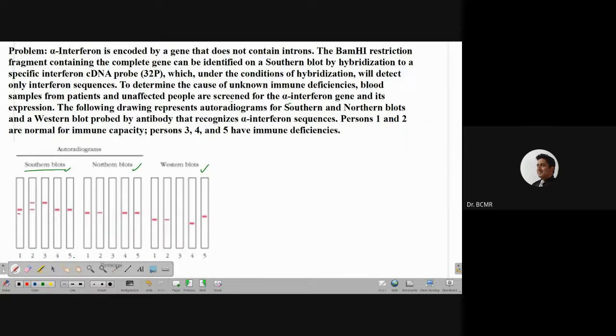So what does this band indicate? First question: what does the band there indicate? Yes, that's alpha interferon in sample 1. There is presence of alpha interferon. Because it's Southern blotting, you can say the gene for alpha interferon is present. And do you expect any polymorphism? In terms of zygosity, not polymorphism, zygosity.